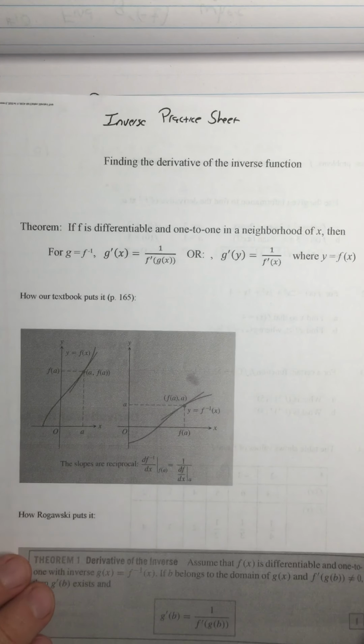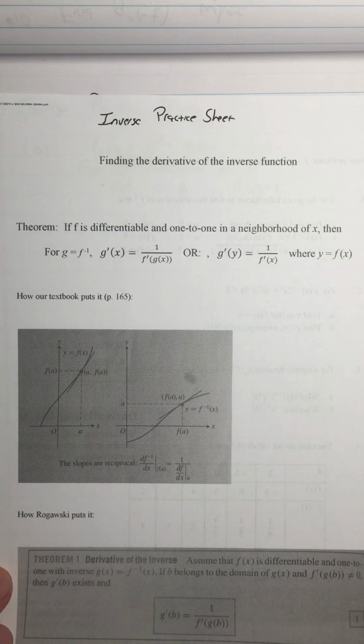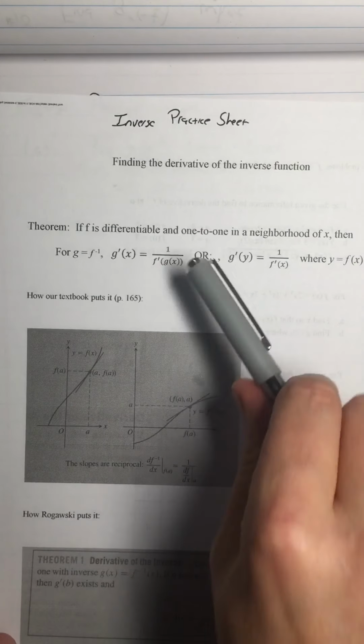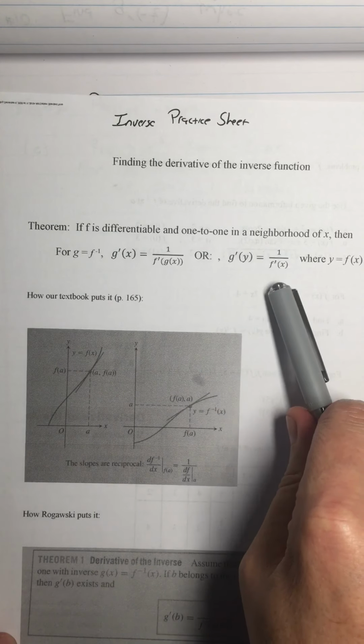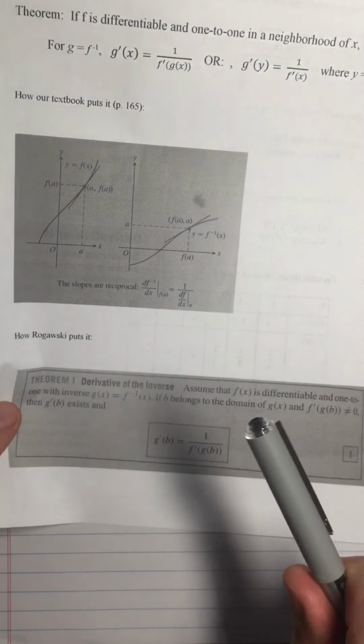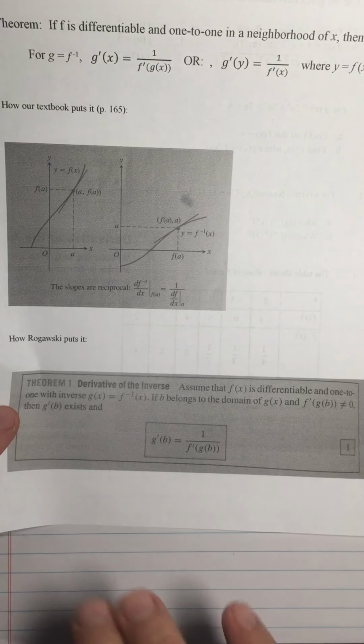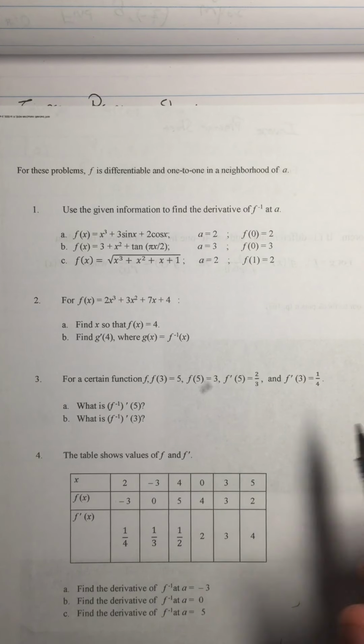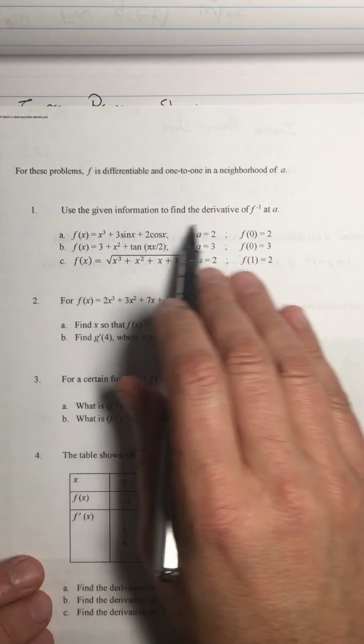So on the inverse practice sheet, I put together some examples that I think can help, the kind of questions they put on the AP exam. On the front, I've put the theorem in 3 versions: the way that I like to say it, the way your book says it, and the way Rogowski says it. Easier to read in the original than on my reprint, but then you have it. So here's the first set of questions.